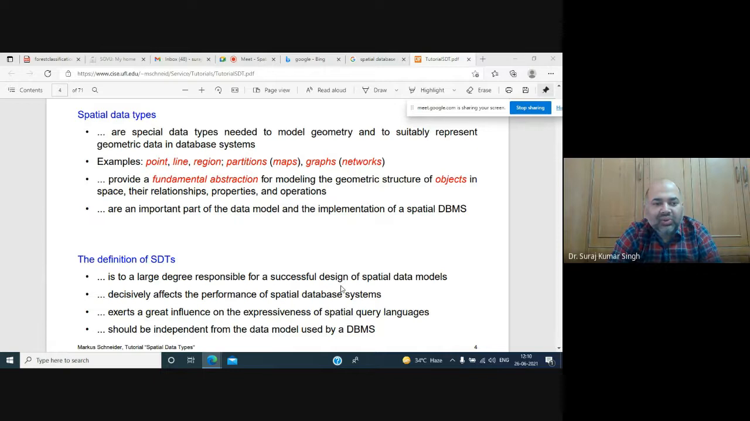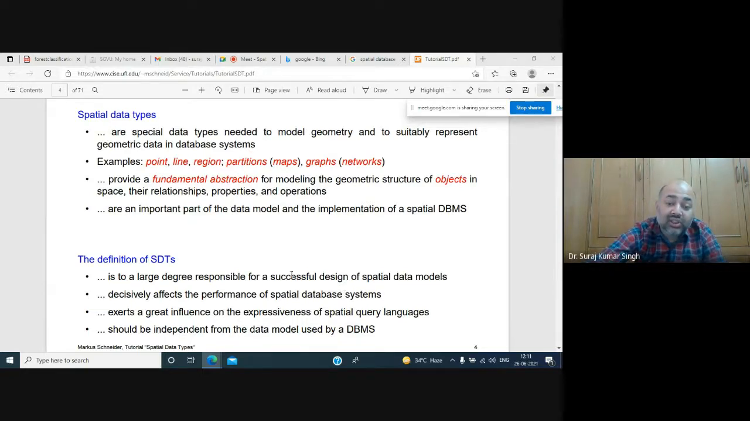So what we are trying to do is create a database related to spatial features. So what are those spatial features? These are points, lines, polygons, maps, graphs, and these provide a fundamental abstraction for modeling the geometric structures of objects in space, their relationships, properties, and operations. So it's an important part of the data model and implementation of a spatial database modeling system.